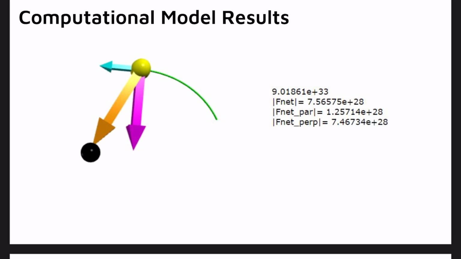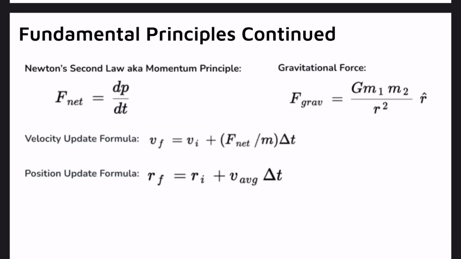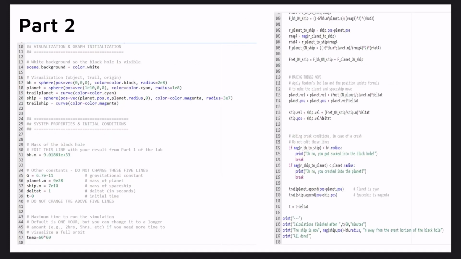Moving to part 2 of the assignment, we have the fundamental principles. Here we also use Newton's second law, which is F net equal to dp over dt, and gravitational force, where F grav is equal to G m1 m2 over r squared, times the unit vector r hat. And then we have the velocity update formula and position update formula, which change with each iteration of the loop that we go through with the computational model.